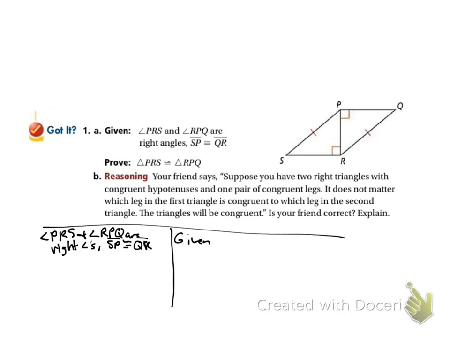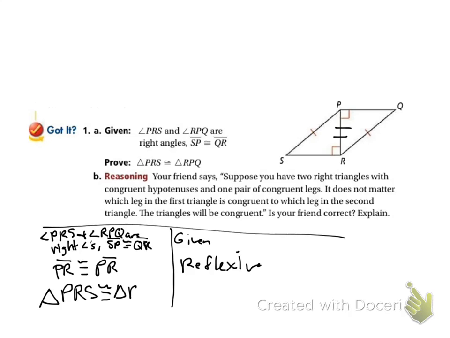So if they're both right angles, then I have right triangles. And I can use reflexive to say that PR is congruent to PR. So then I've got my hypotenuse is congruent, and I've got my legs congruent, and they're both right triangles. So now I can say that triangle PRS is congruent to triangle RPQ by HL, hypotenuse leg.